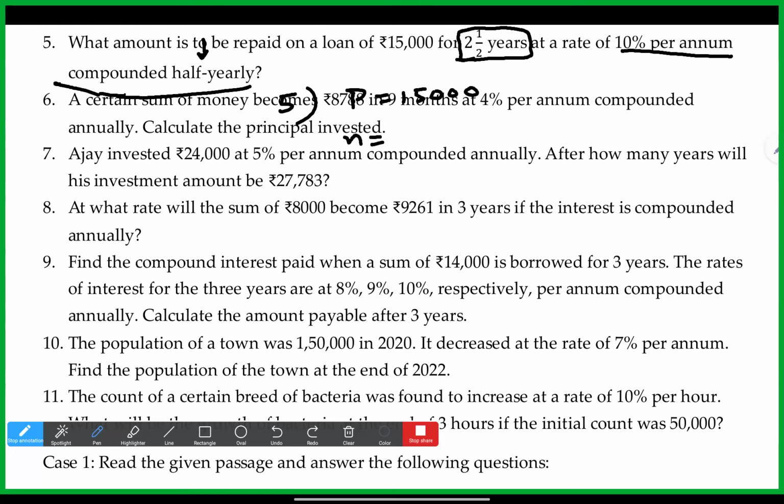2.5 years. In 1 year, there are 2 half years, no? Yes, sir. Half, 6 months, 6 months. Like that, in 2.5 years, how many will be there? Sir, 5.